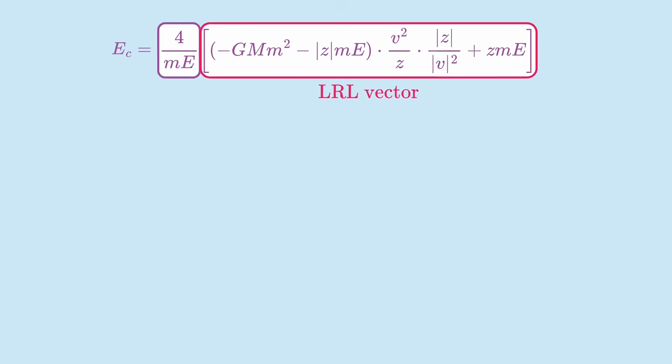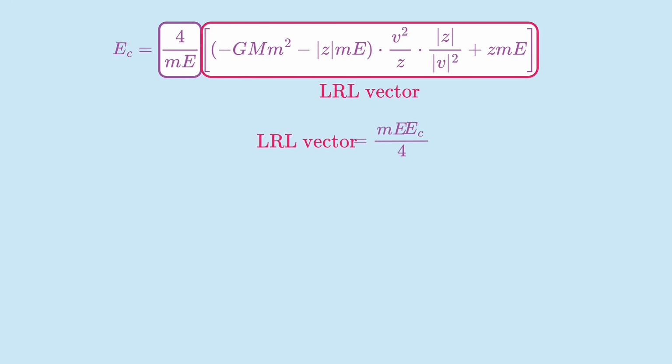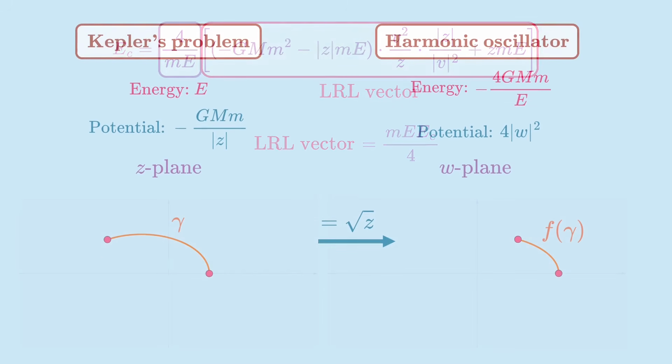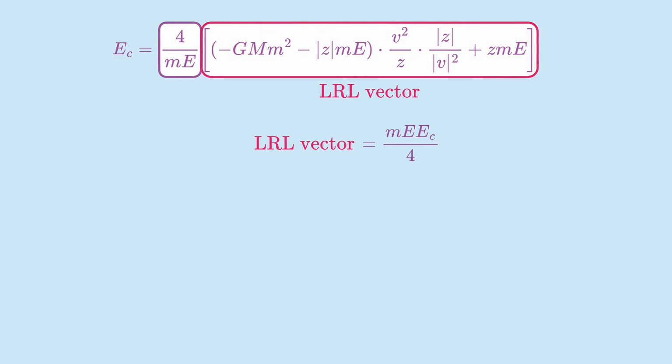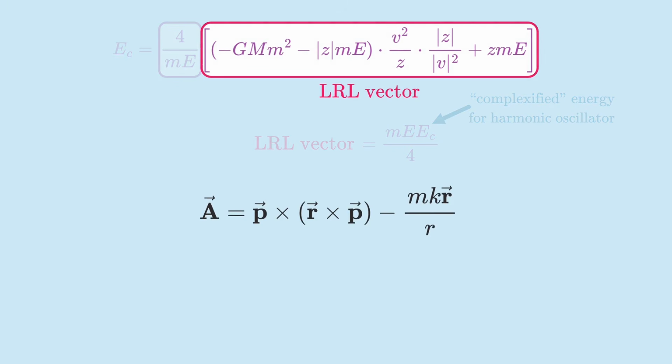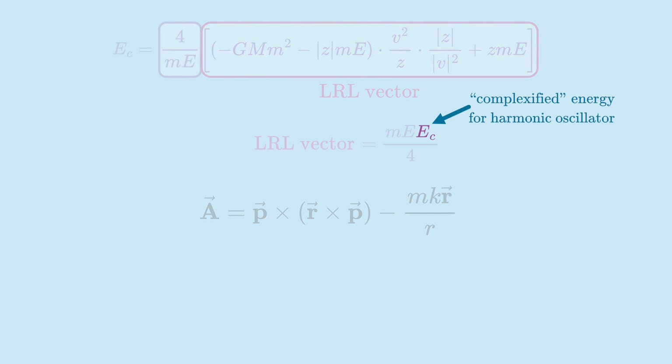So a preliminary interpretation of the LRL vector is m E E_C over 4, where E is the total energy for gravity and E_C is the complexified energy for the corresponding harmonic oscillator. 2 questions left to answer. 1. How is this expression related to the usual form of the LRL vector? And 2. Is there some interpretation of E_C other than the complex analog of energy?